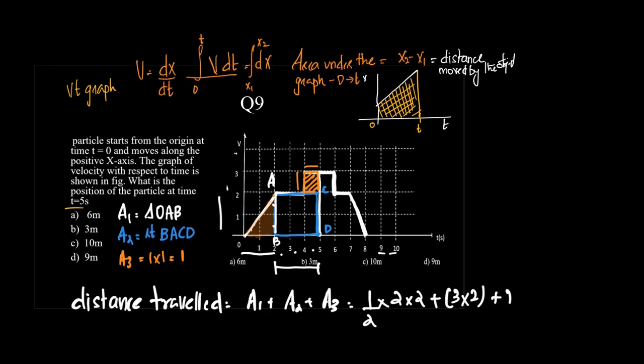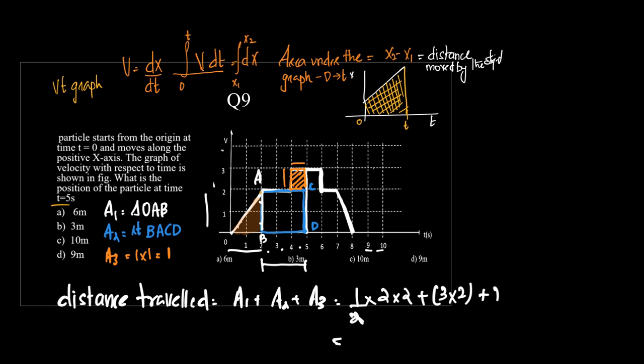A3, which is 1. Okay, so this becomes 2 into 2, 2 into 2 can cancel. So we get 2 plus 3 into 2 is 6 plus 1. So 6 plus 2 is 8 plus 1, 9. Therefore, the correct option is option 9.